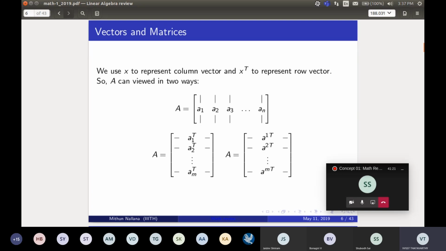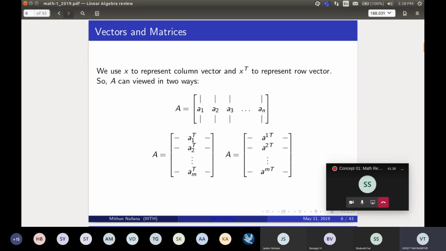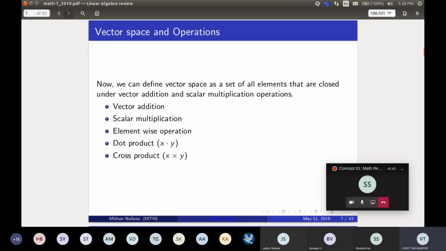If you want to look at it as a row picture, you can represent it as A1 transpose, A2 transpose, and so on. The elements of the matrix will not change, but the way you look at the matrix sometimes makes a difference and you derive the equations in a particular way. So that is just a representation of matrices.